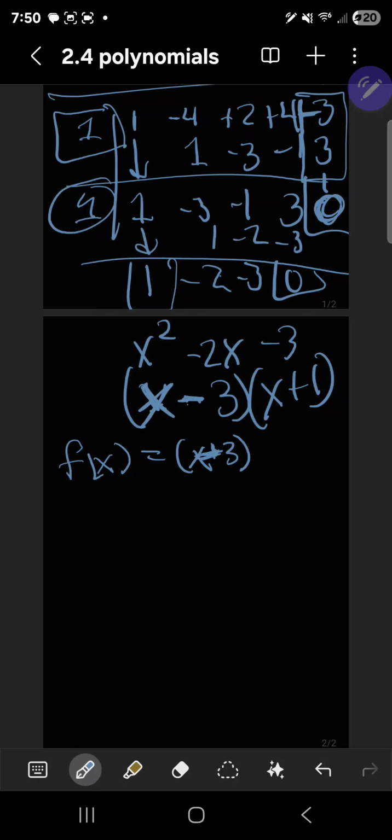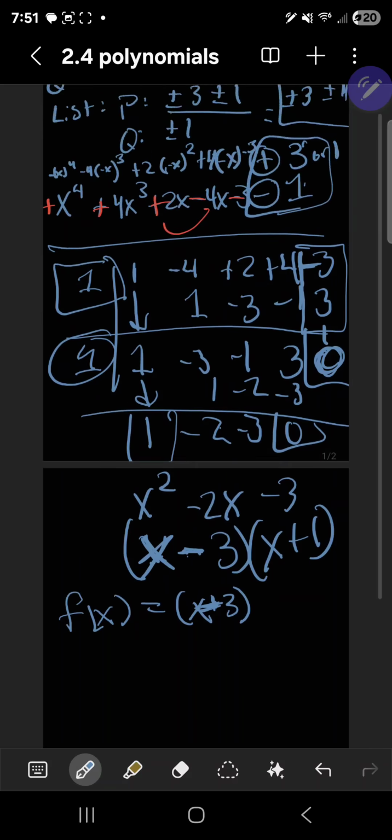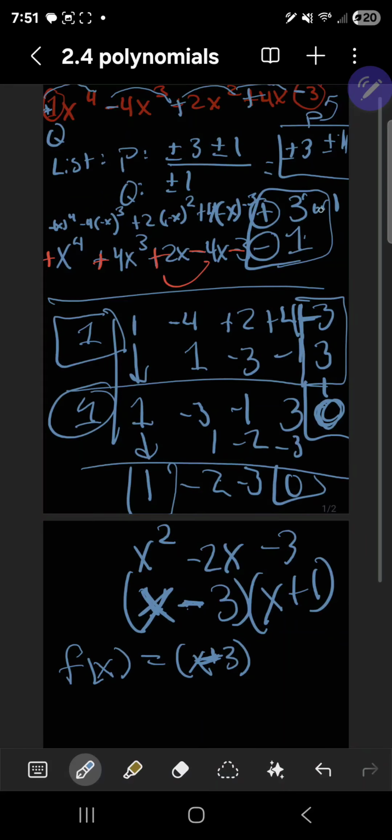Wait, hold up a sec. X minus 3. Wait, hold up a minute. Because there can only be 3 positive zeros. But there's got to be 4 zeros, right? 1, 2, 3.